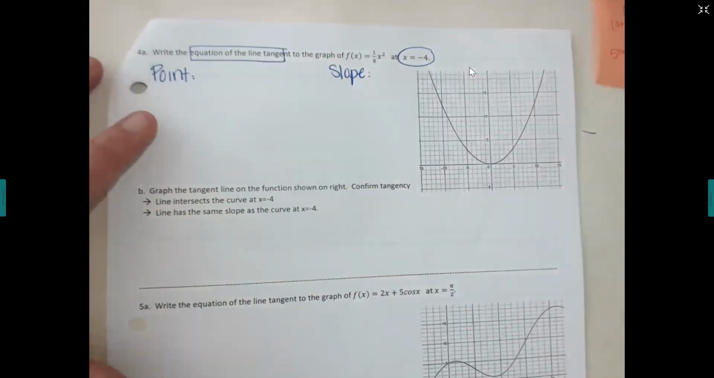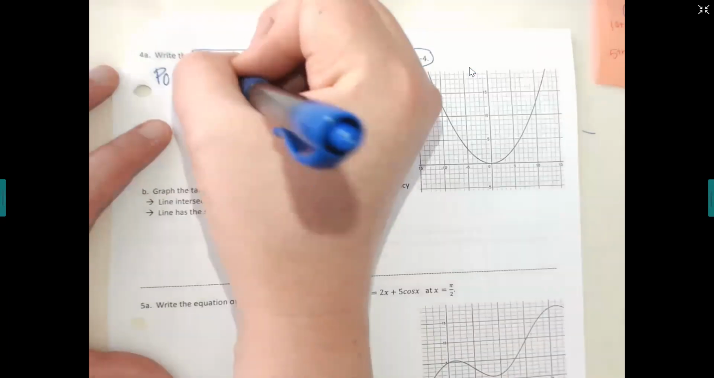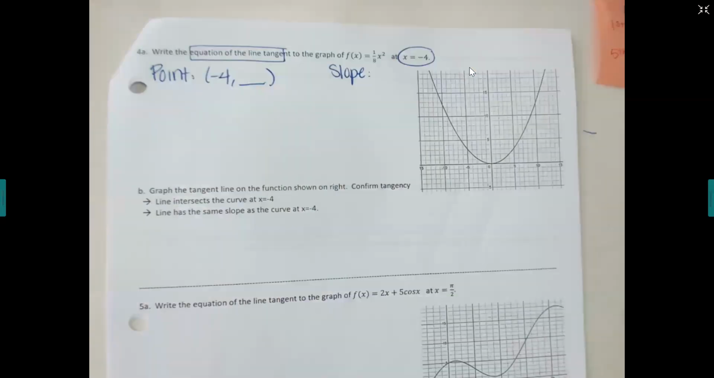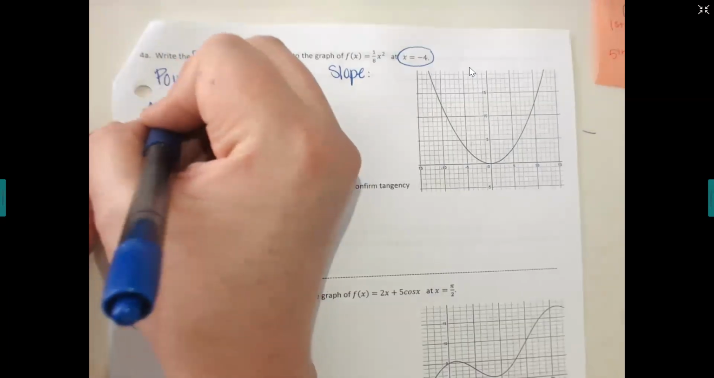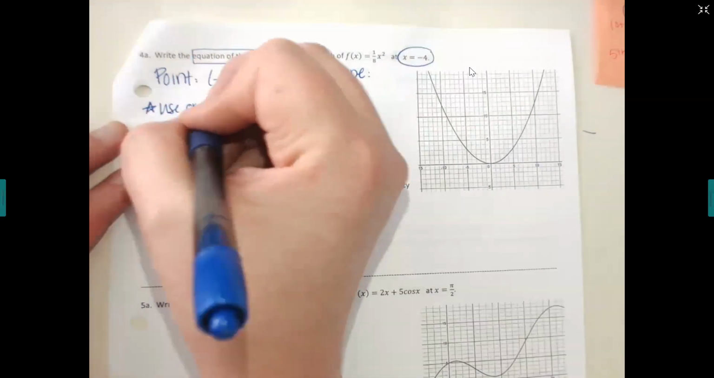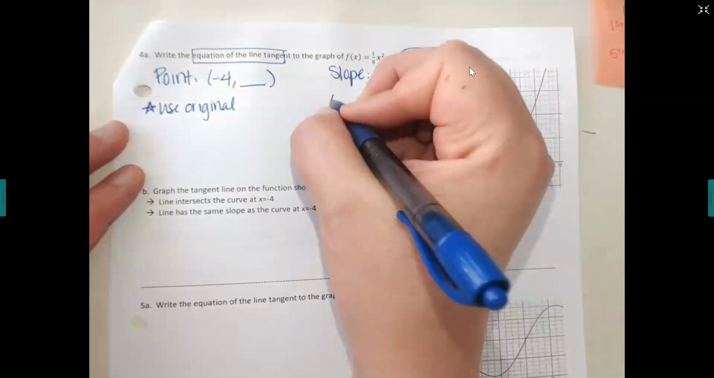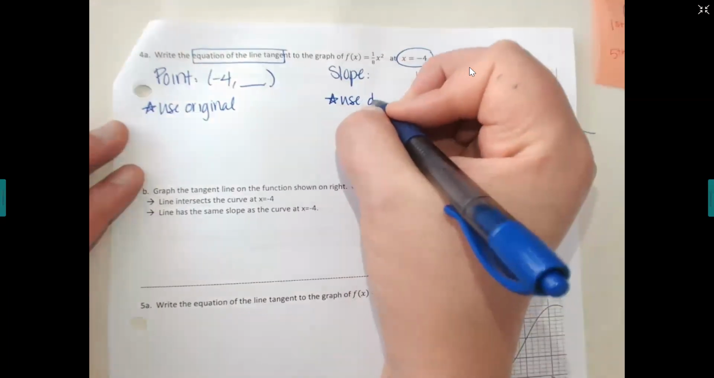Okay, for my point, I know my x is a -4. In order for me to find the y value that goes with that, where do I plug in? The original or the derivative? Okay, for the original, very good. So I'm gonna put here, use original. Versus when I come to the slope side, I'm gonna use the derivative.